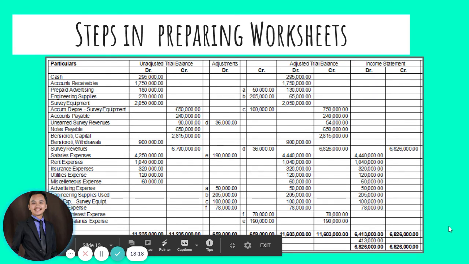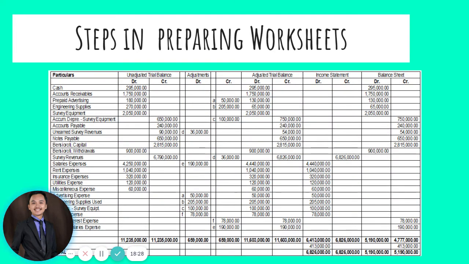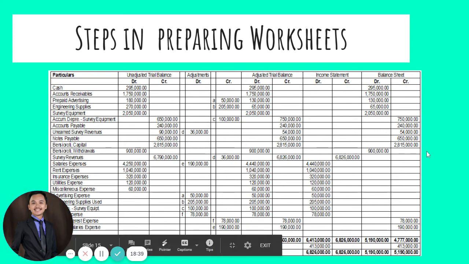So that would be for our fourth step. Now this time let us extend also. Let's extend your adjusted trial balance into our worksheet. I mean, let us extend your adjusted trial balance into our balance sheet. Also in the balance sheet, we will be having the assets, liabilities, and owner's equity accounts.